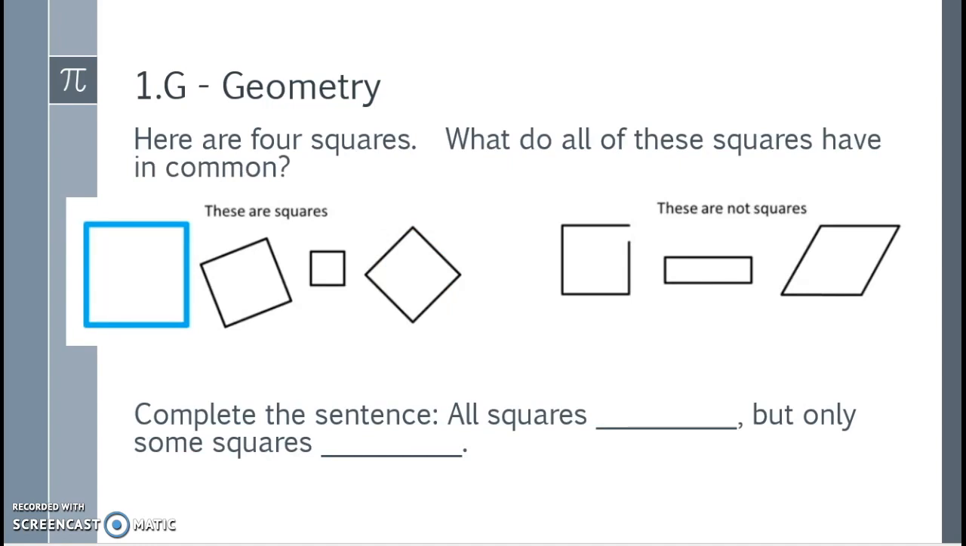Here are 4 squares. What do all of these squares have in common? Take a moment to review the squares and those that are not squares and complete the sentence. Pause the video and come back when you've got them filled in.